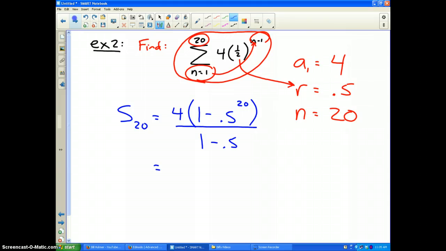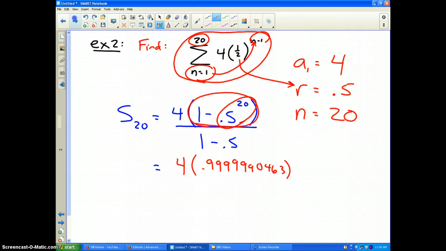Let's simplify that. First of all, 0.5 to the 20th power is almost 0. If you actually do it on your calculator, 0.5 raised to the 20th power is a very small number in scientific notation. Now, if we subtract that from 1, you get about 0.999990463. That's what this whole piece in the parentheses comes out to be. And you're going to times it by 4, and then 1 minus 0.5 is 0.5.